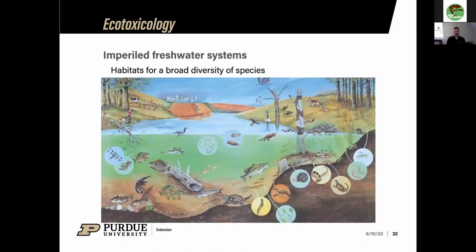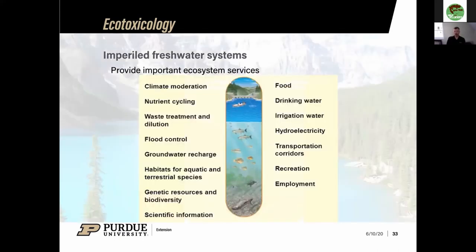But importantly, these freshwater systems are habitats to a broad diversity of species, so vertebrate, invertebrate, as well as plant species. And indeed, if you think about wetland systems, these are some of the most diverse systems that we have on the planet. So they're extremely important to the biodiversity and the persistence of that biodiversity moving forward. And importantly, they also provide ecosystem services, things like climate moderation, nutrient cycling, flood control, groundwater recharge, drinking water, as I mentioned before, hydroelectric power when we put dams on these systems, but also recreation.